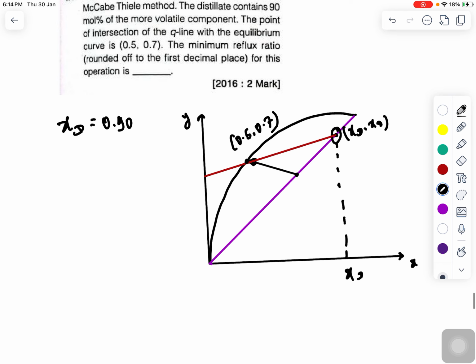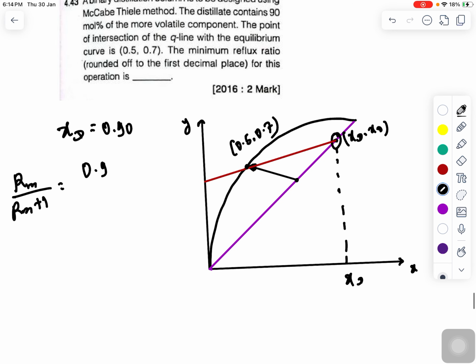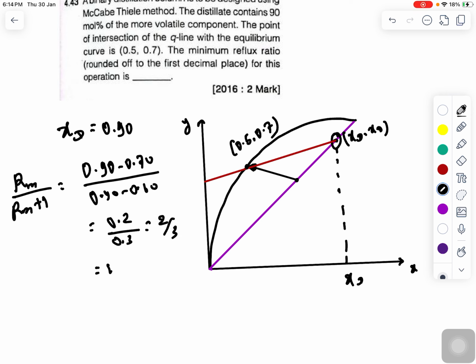When we calculate the slope of the rectifying section line, that is equal to Rm divided by Rm plus 1, and that will be equal to how much? 0.90 minus 0.70 divided by 0.90 minus 0.60. So that is equal to 0.2 divided by 0.3, which is 2 by 3.